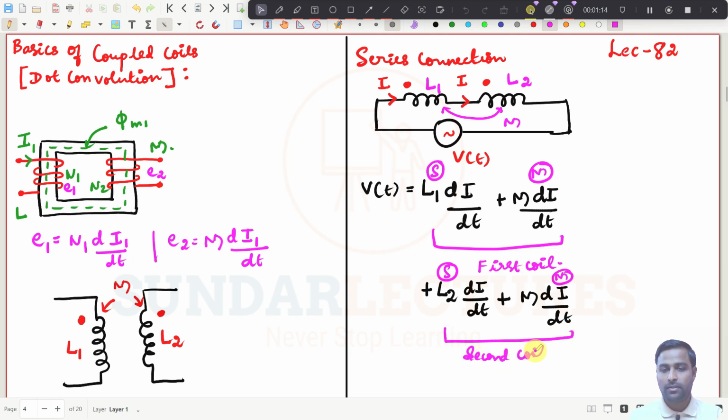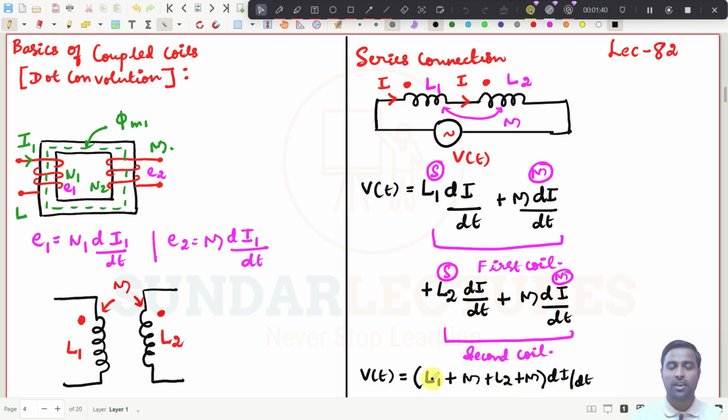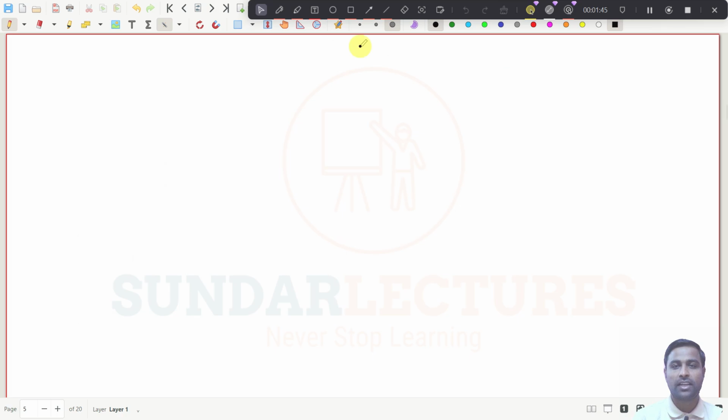Second coil. This is the whole thing. Now if I write V of t, the di by dt is a common term. If I take di by dt commonly outside, this is L1 plus M plus L2 plus M, into di by dt. This is the final expression. I will write it down on the next page.